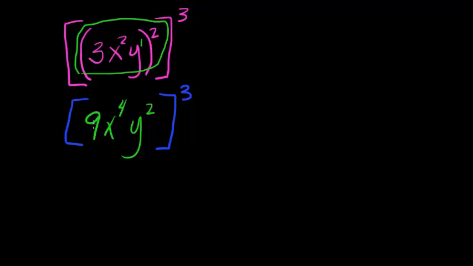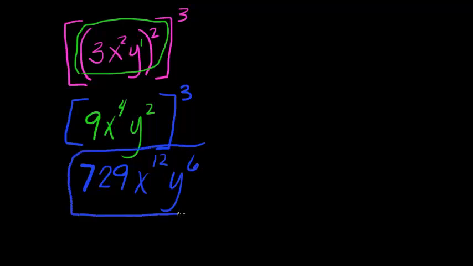So now I don't know, 9 times 9 is 81, and 81 times 9, I don't really know what that is, so I'm going to actually have to use a calculator. Okay, so 9 times 9 is 81, times 9 is 729. X to the 4th raised to the 3rd, I'm raising a power to a power, it's x to the 12th. Y squared raised to the 3rd is y to the 6th. Organization is a huge factor in being successful in these, and you really need to be organized.